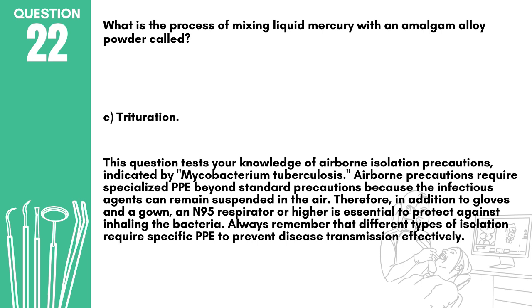For example, before handing the amalgam carrier to the dentist, you would triturate the capsule until it reaches a shiny, homogeneous consistency. Always remember that trituration is the vital step to combine mercury and alloy.